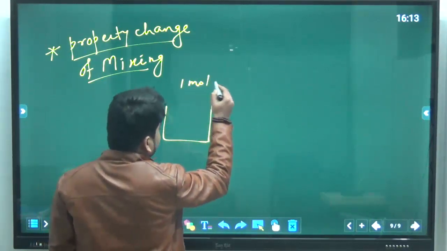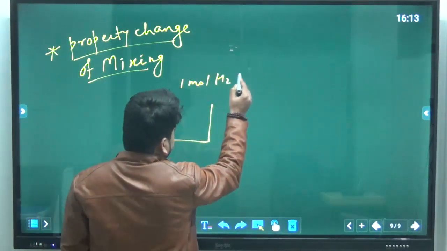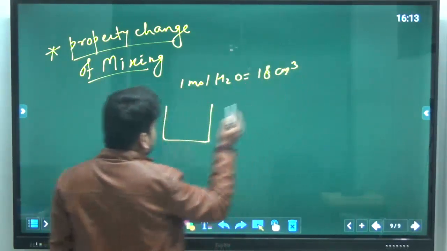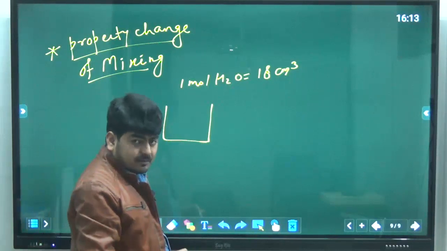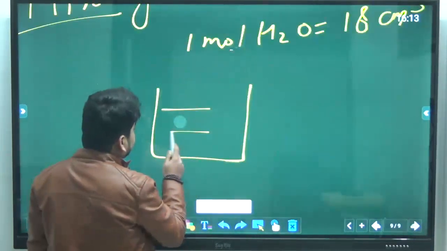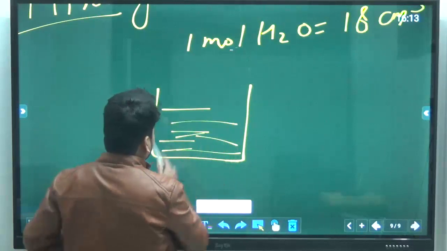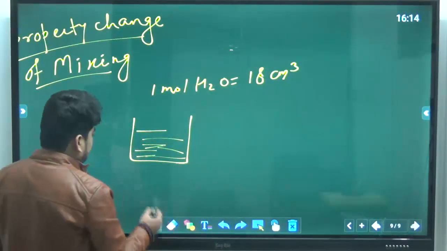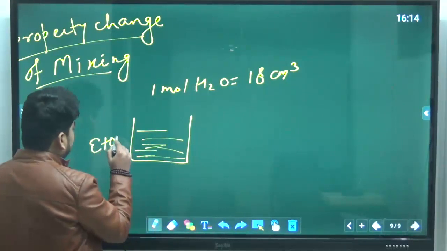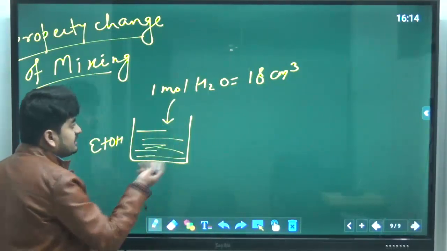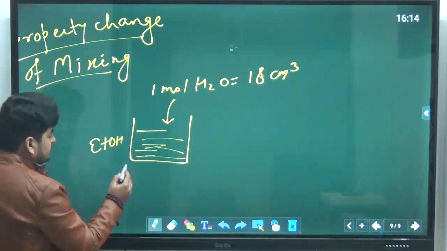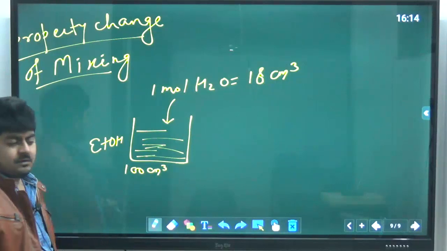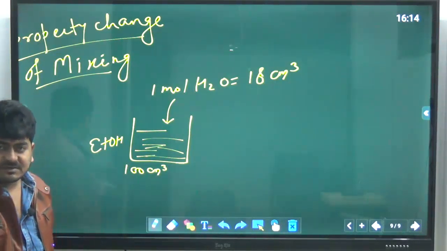Okay, so for 1 mole H2O, we know that the molar volume is 18 cubic centimeter by mole. So suppose we have a solution of pure ethanol, and if I add 1 mole H2O in this, and suppose the initial volume of the total solution was 100 cubic centimeter.